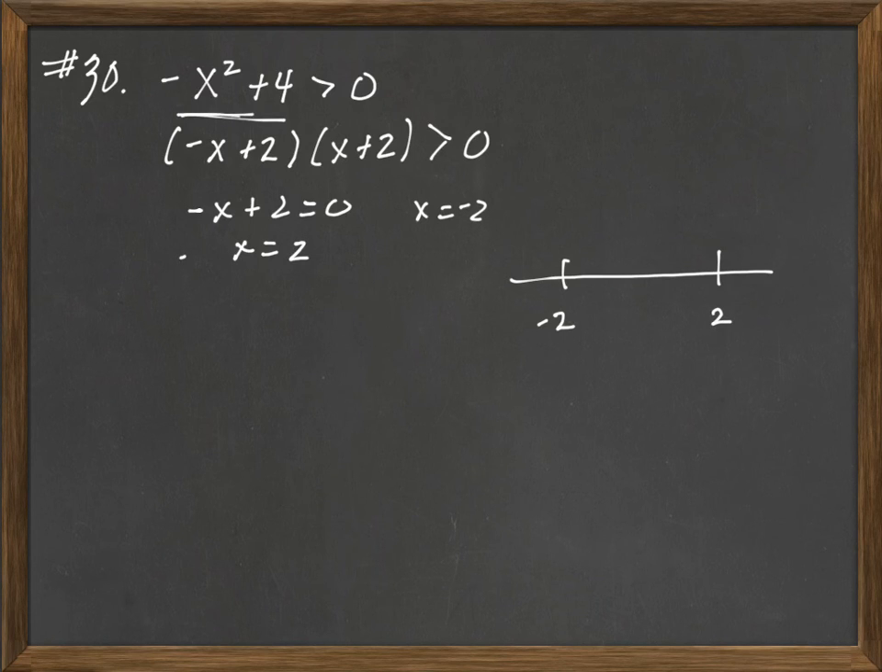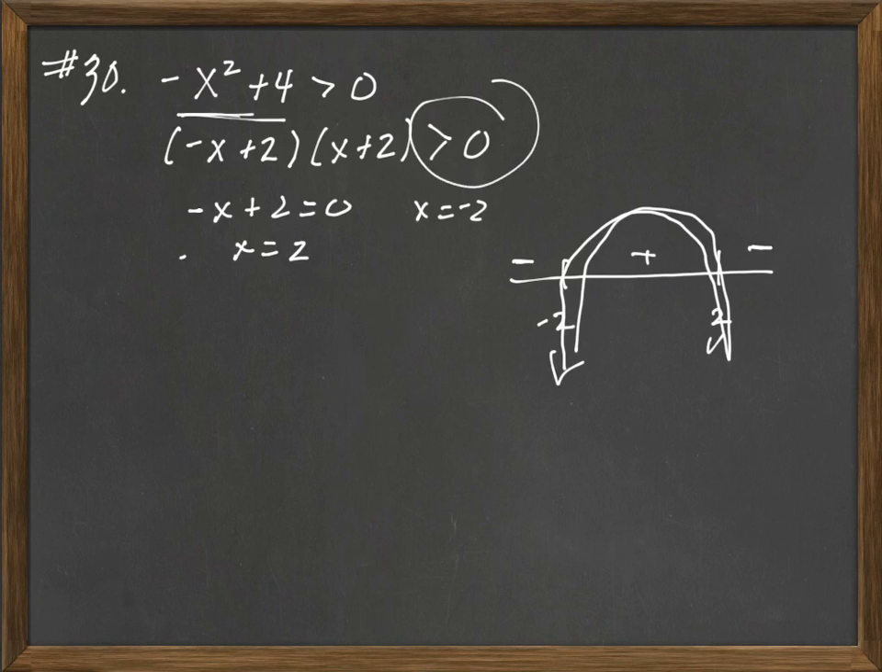Now let's look at this function. This is a parabola upside down, so it has to be graphed like that. We'll graph the zeros. So that means it's negative, positive, negative, and it wanted where it was greater than 0. So we use soft brackets because it doesn't include where it is 0, and that would be from negative 2 to 2. So that's the answer to number 30.